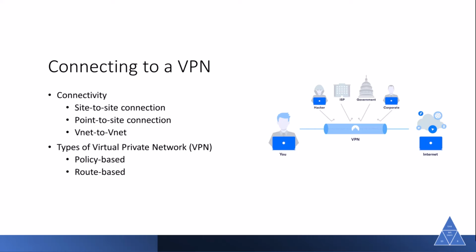You can deploy only one VPN gateway in each virtual network. However, you can use one gateway to connect to multiple locations, which includes other virtual networks or on-premises data centers. When setting up a VPN gateway, you must specify the type of VPN, policy or route-based.